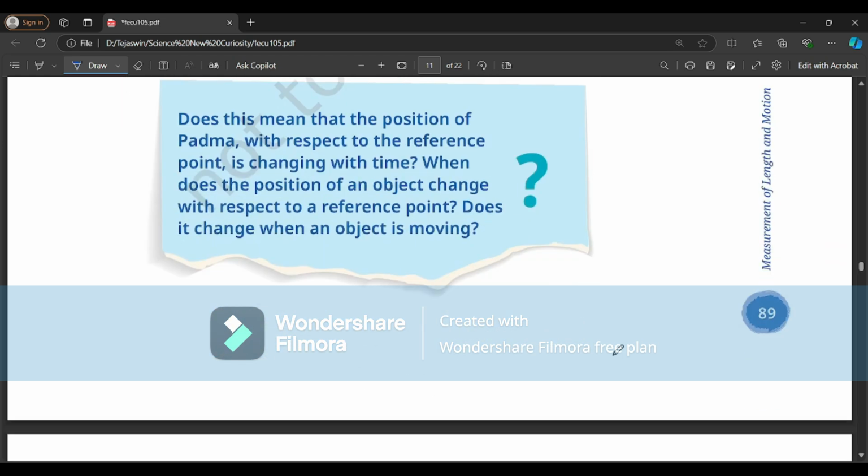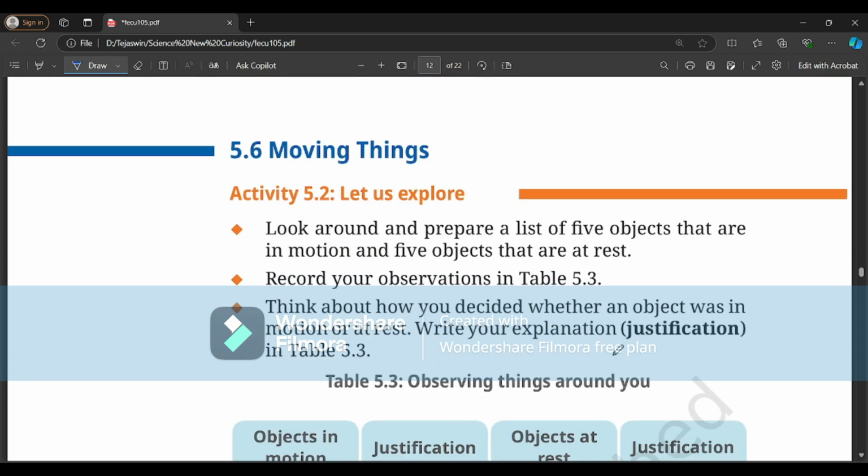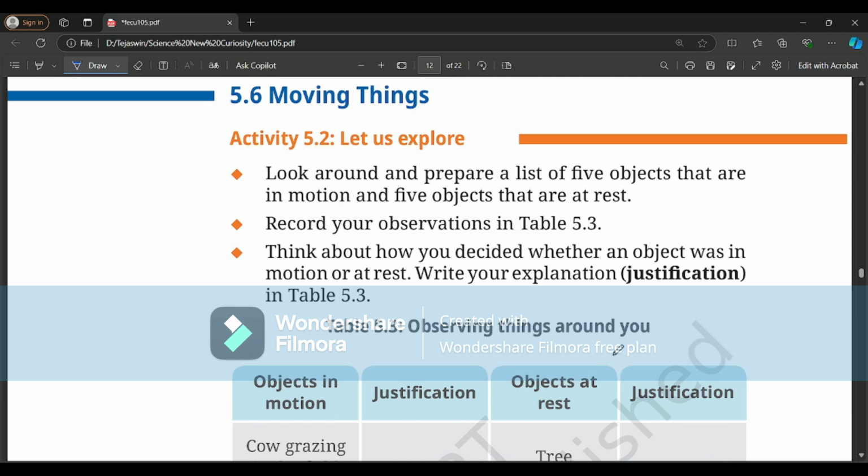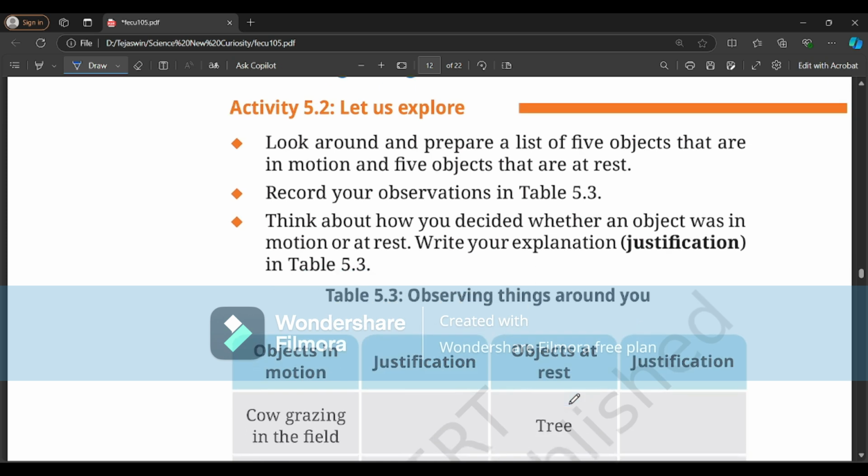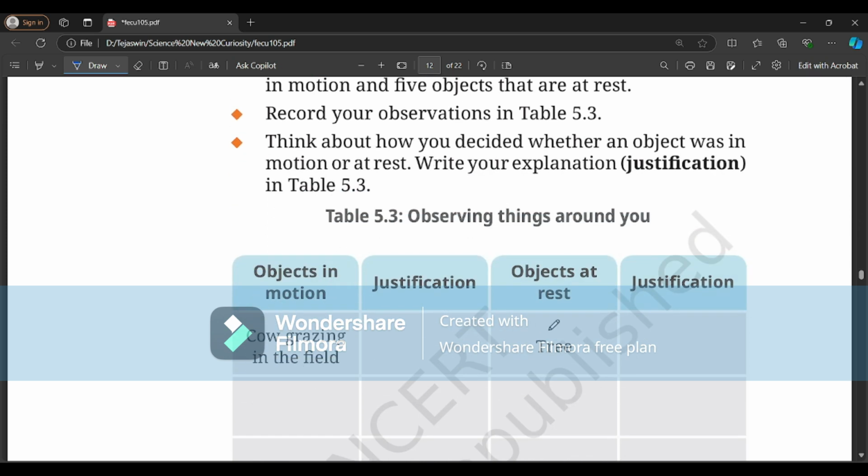So let us see, why are we studying the reference point? Because after understanding the reference point, we will understand what is motion or moving things. This is an activity where we have to look around and prepare a list of 5 objects that are in motion and 5 objects that are at rest. So what do you see in motion? In motion we have a cow grazing, and an object at rest is a tree.